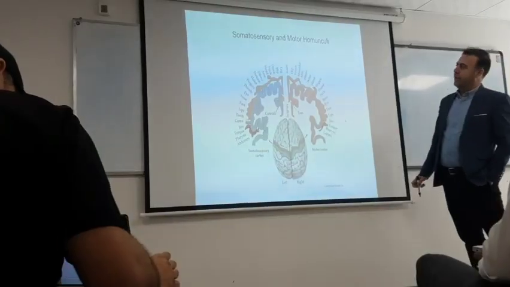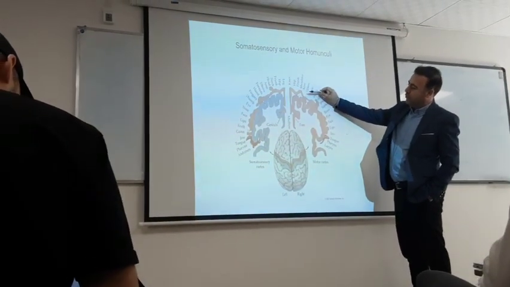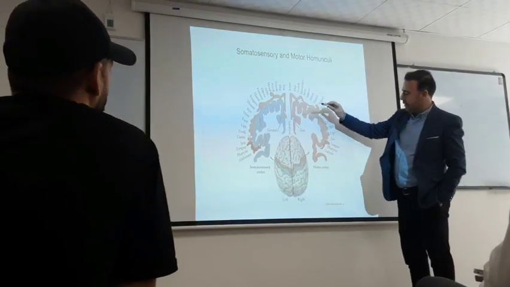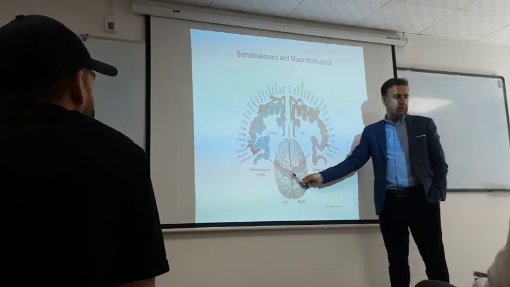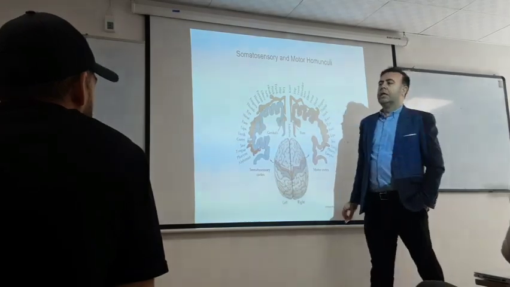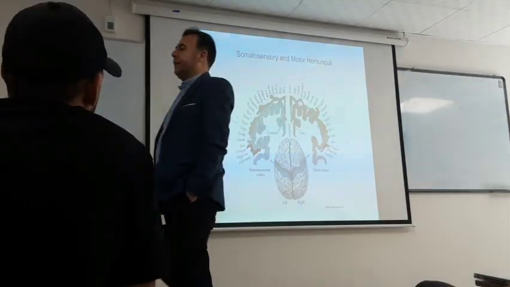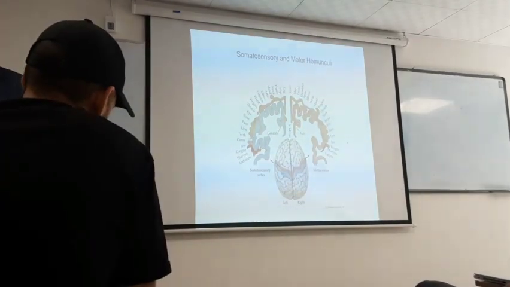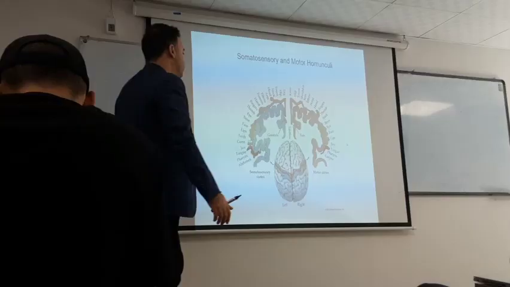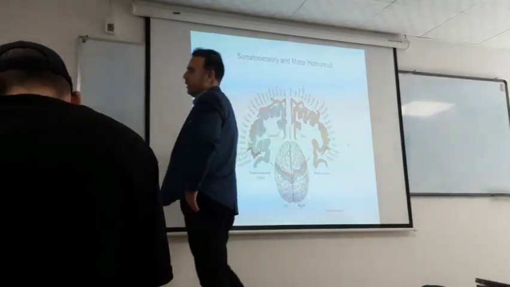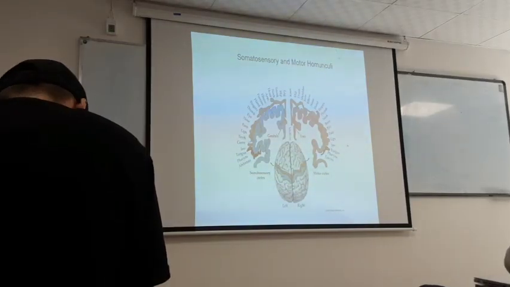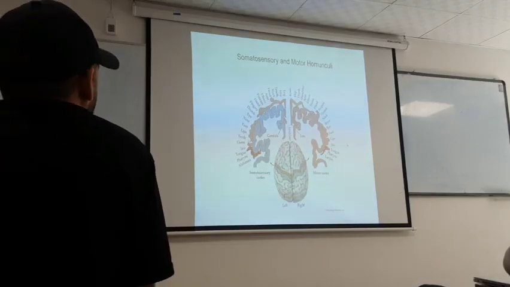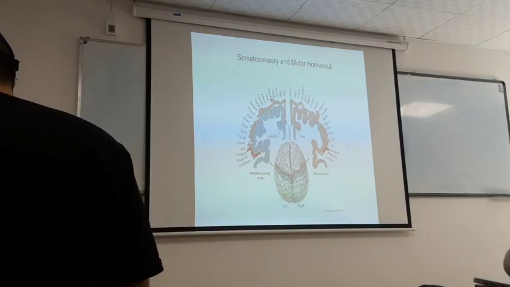Five-minute break. And the somatosensory region is for sensation and motor. This region: precentral gyrus, postcentral gyrus. Precentral gyrus is for motor, postcentral gyrus is for sensory. This sensory and motor region represents, for example, the leg, hips, trunk, neck, head, arms, and all of the structures.